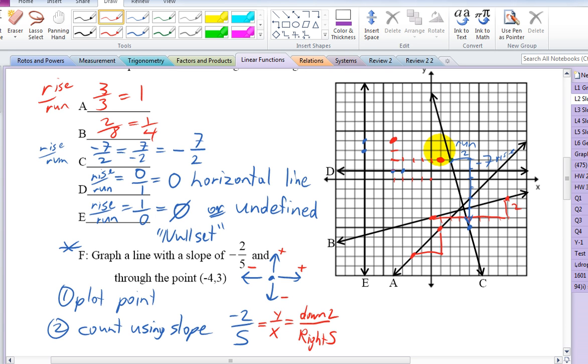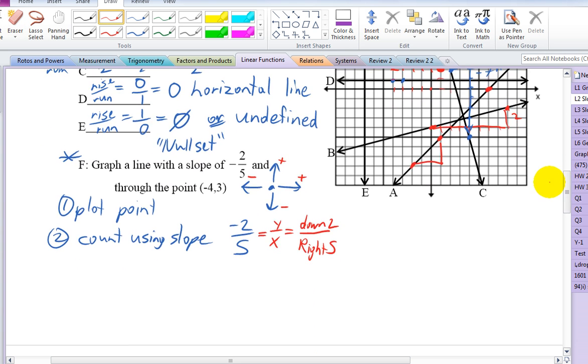Now do that again. Go. Do it again. Count down 2, right 5. All you're doing is counting. Do it again. Count down 2, right 5. So then you're probably going to be over here on this side of the grid. So don't do it. Erase that. Okay? But we got a problem, because we can also assign the negative sign to the bottom.